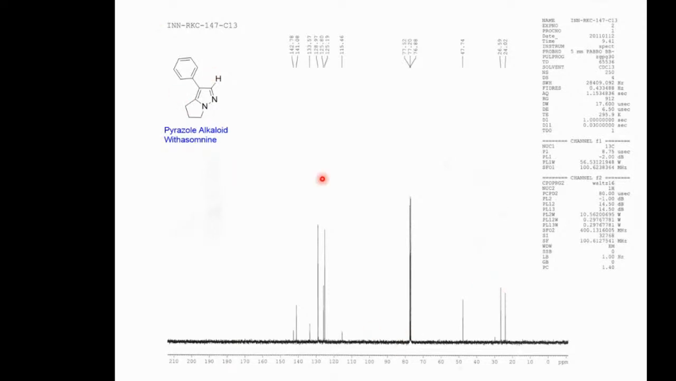And how many peaks will be seen in the aromatic region? 4 for the benzene ring, and 1, 2, 3 for the pyrazole carbons. So 7 carbons. Out of 7 carbons, we have 4 quaternary carbons, and they can be easily identified. This can be confirmed by another experiment called APT or DEPT, but it is not really necessary. And after those 4 carbons have been assigned, we are left with 3 others.